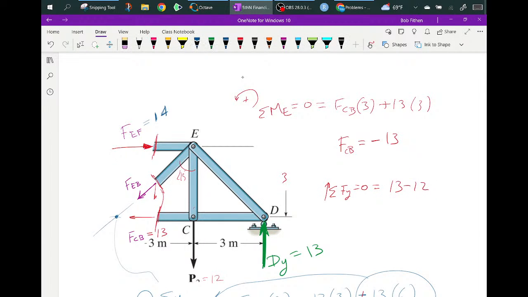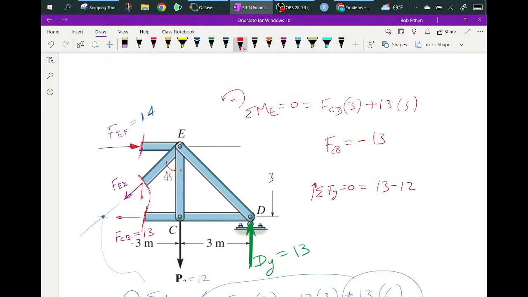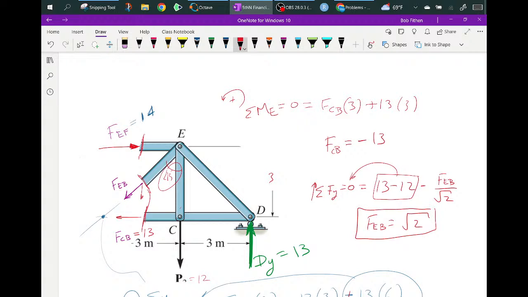It's going to be minus FEB over square root of 2 because it's 45 degrees. So that means FEB has got to be equal to just square root of 2, because if this is 1 and then it moves to the other side, they basically move opposite each other. And so you get that.